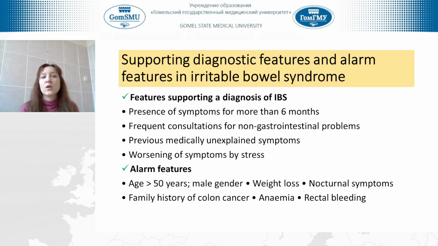Features supporting diagnosis of IBS: presence of symptoms for more than 6 months, frequent consultation for non-gastrointestinal problems, previous medically unexplained symptoms, worsening of symptoms by stress. Alarm features: age more than 50 years and male gender, weight loss, nocturnal symptoms, family history of colon cancer, anemia, rectal bleeding.